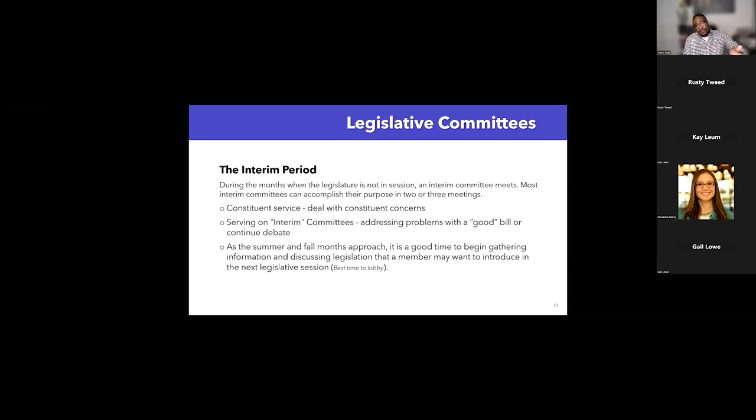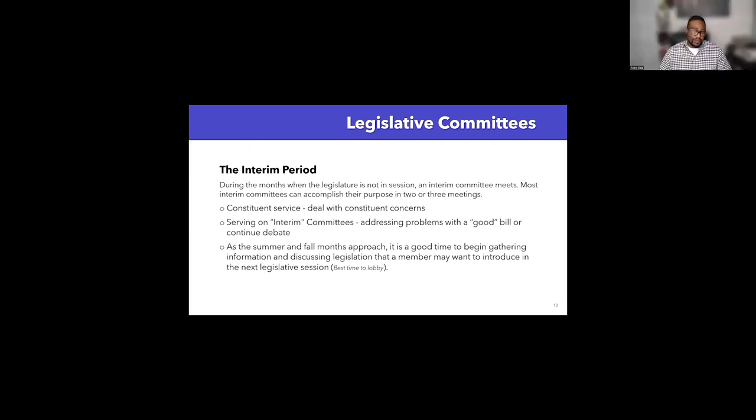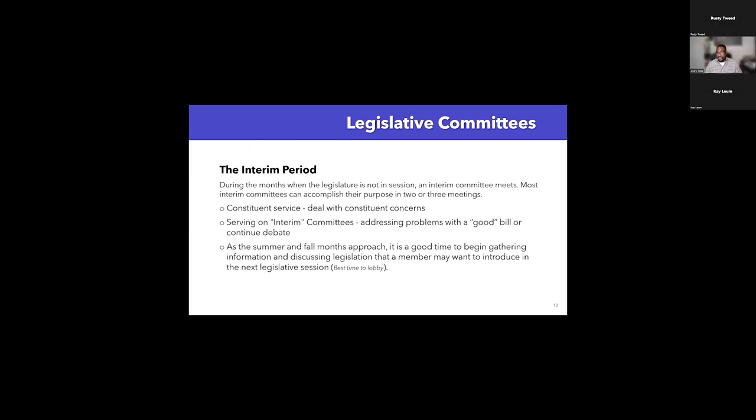And also, as the summer and fall months approach, it's an excellent time to start gathering information and lobbying legislators about different issues that you want to discuss. So it's the best time to lobby. If you have anything that you want to get on a legislator's agenda, do it in the interim period, because they're going to be so busy while they're in session that they most likely won't have time to really address your concerns. So again, the best time to lobby or to reach out to your legislator for action is during the interim period.